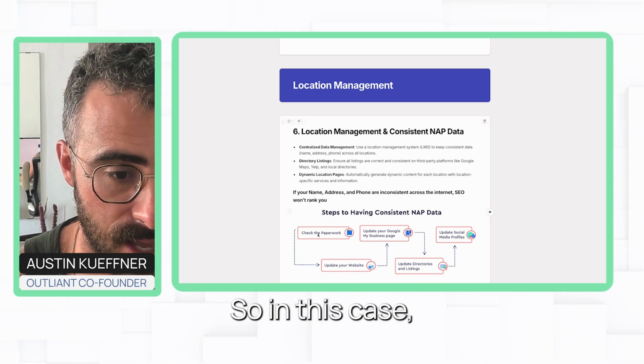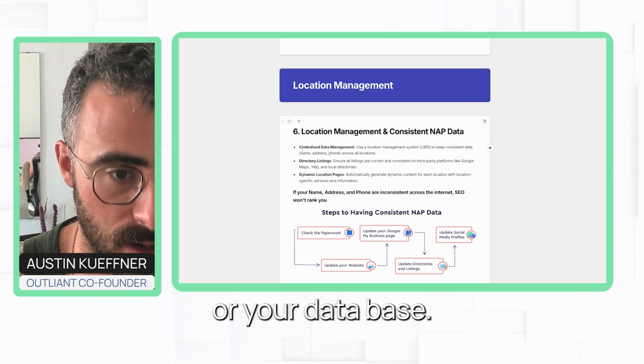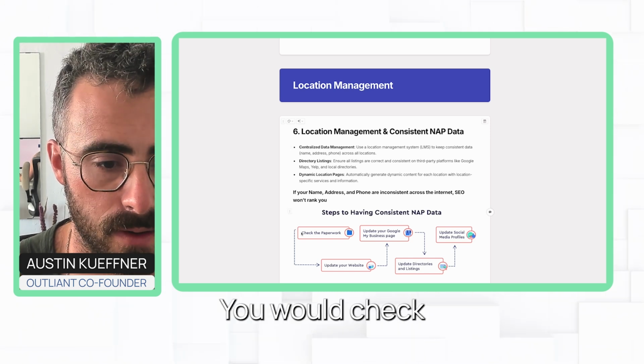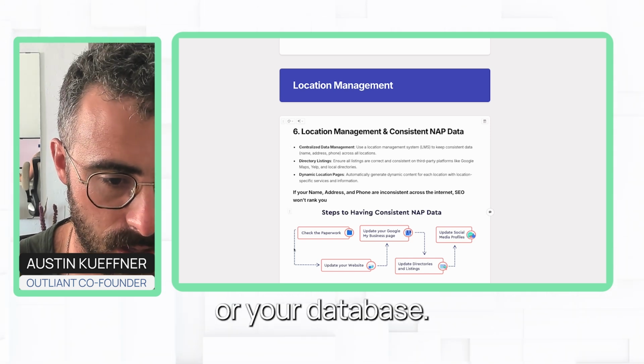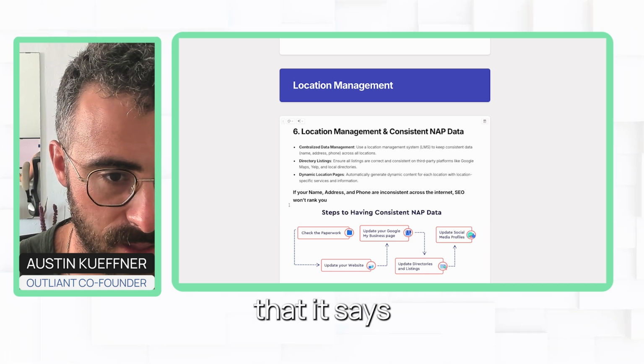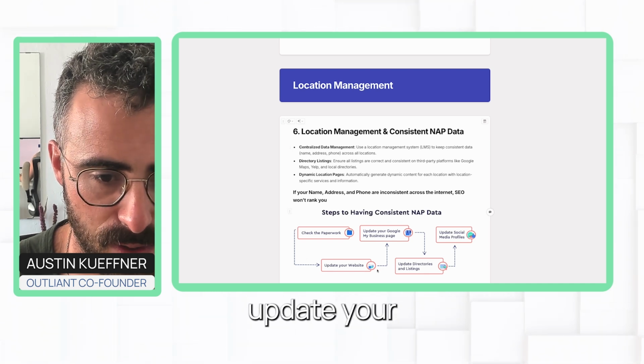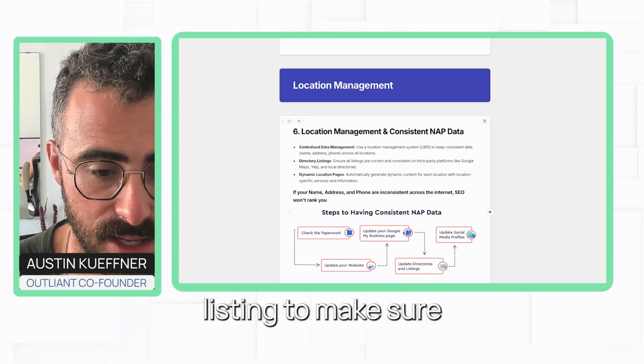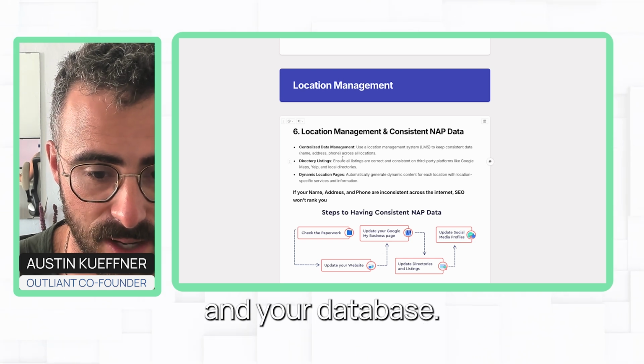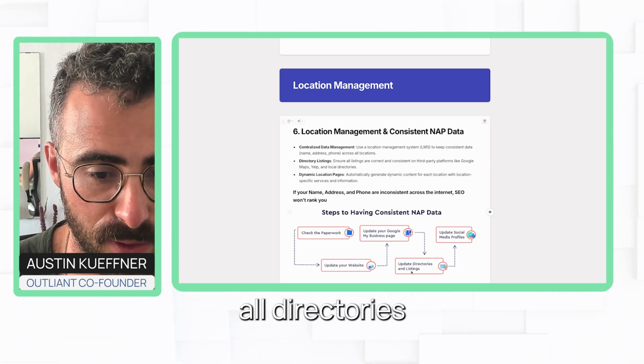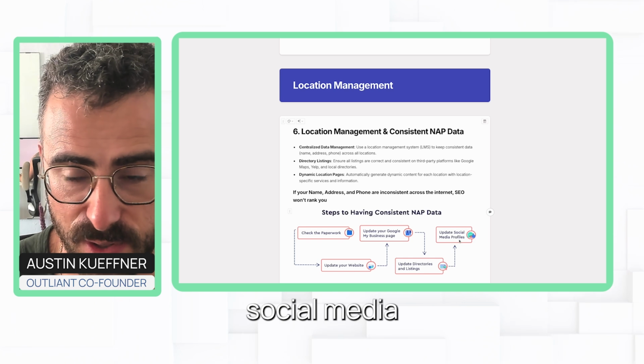So in this case, you would check the paperwork or your database. You would check your website to make sure that it says the same thing as your database. You would update your Google page listing to make sure that it says the same thing as your website and your database. You would update all directories and listings, and you would update social media profiles.